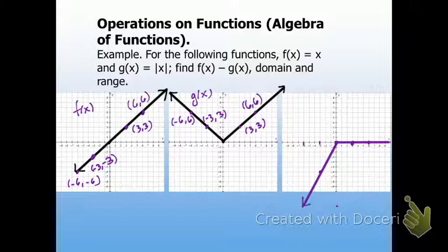So my function is going to continue going down if I move to my left. And it's going to continue to be 0 if I move to my right. Okay, so that is the resulting function, the one on the third xy plane.